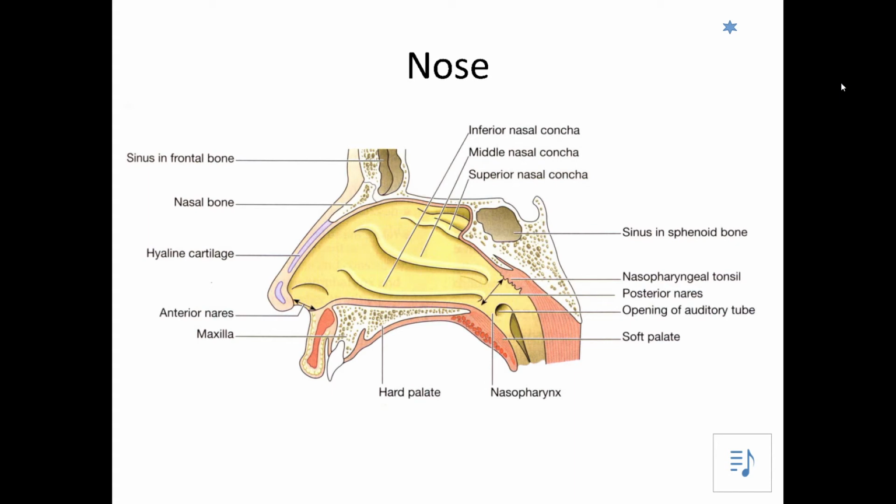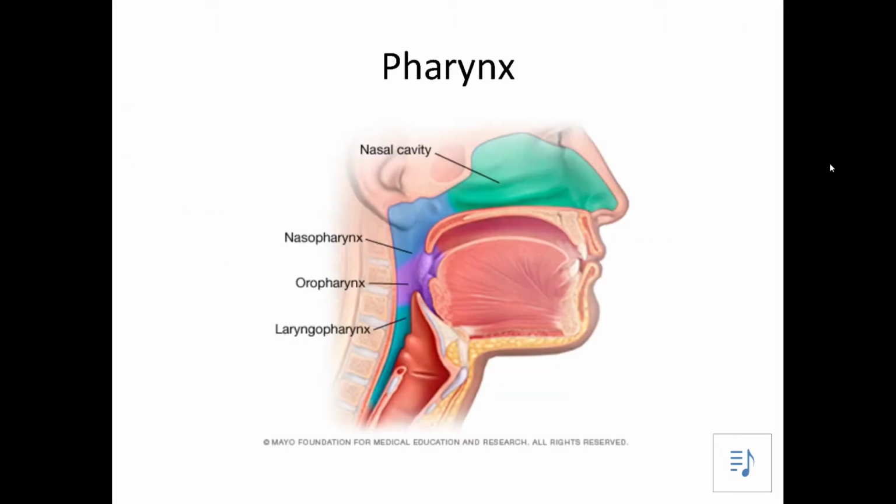Now we'll continue on, moving on from the nose into that pharynx. So the nasopharynx is part of the pharynx, which is divided into three sections. It also has the oropharynx and the laryngopharynx. Now the oropharynx and the laryngopharynx are not lined with a normal respiratory epithelium. They're lined with a stratified squamous epithelium.